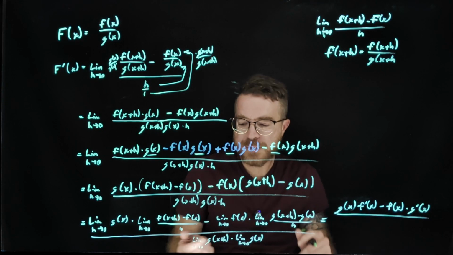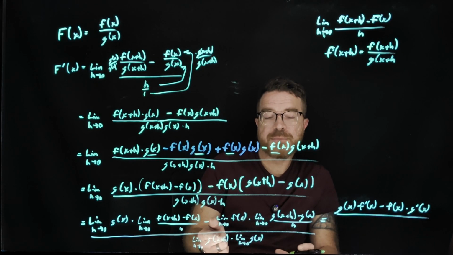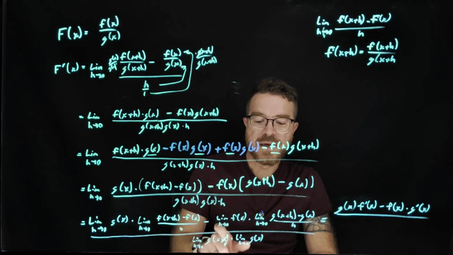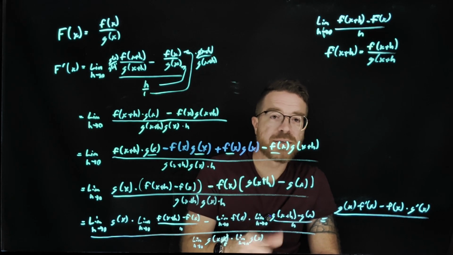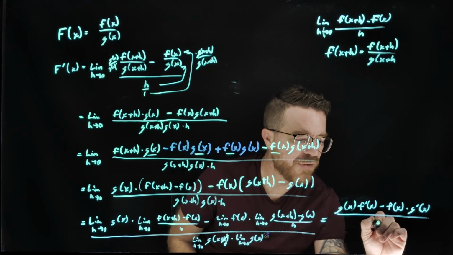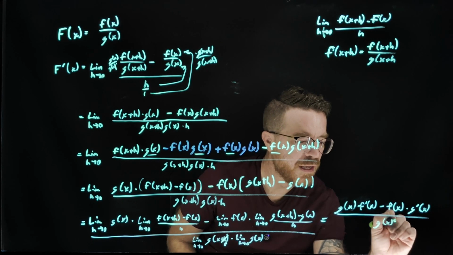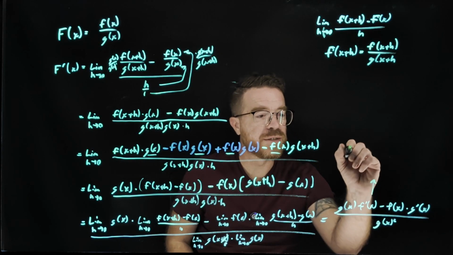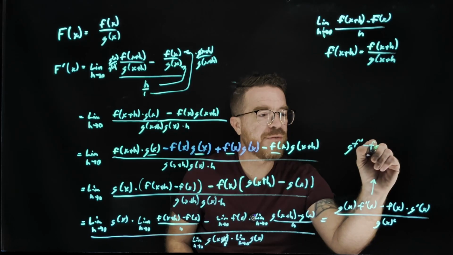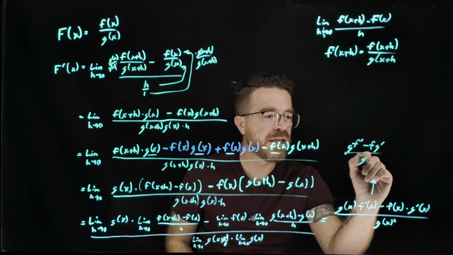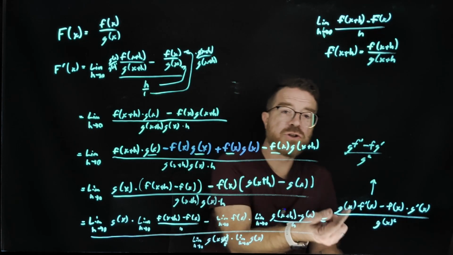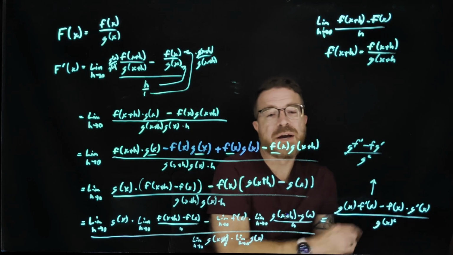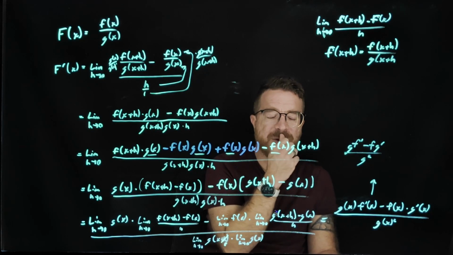And then finally, divided by the limit as h goes to 0, g of x plus h. That's going to make this h go to 0. So this is just going to be g of x times the limit as h goes to 0, g of x, which is just g of x. So this would be g of x times g of x, or g of x squared. So if you look at this, this is just our quotient rule, right? Our quotient rule was g f prime minus f g prime divided by g squared. That's exactly what we have here. g of x times f prime of x minus f of x times g prime of x divided by g of x squared.